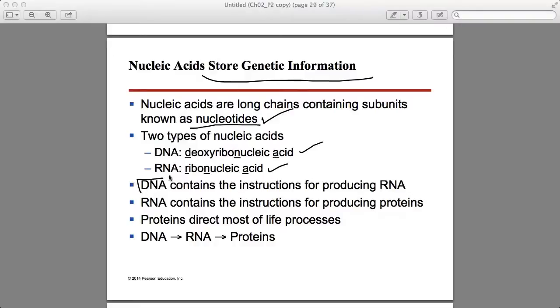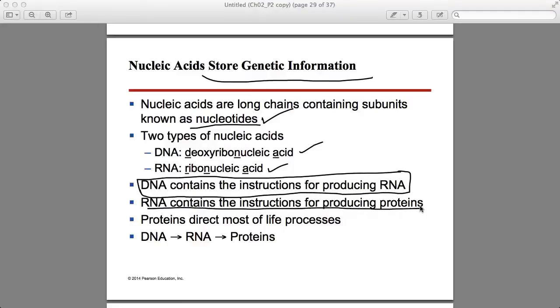DNA is important because it contains instructions for producing RNA. Okay, and then the RNA contains the instructions for producing proteins that we just talked about. And as we just mentioned, the proteins are central to most life processes.